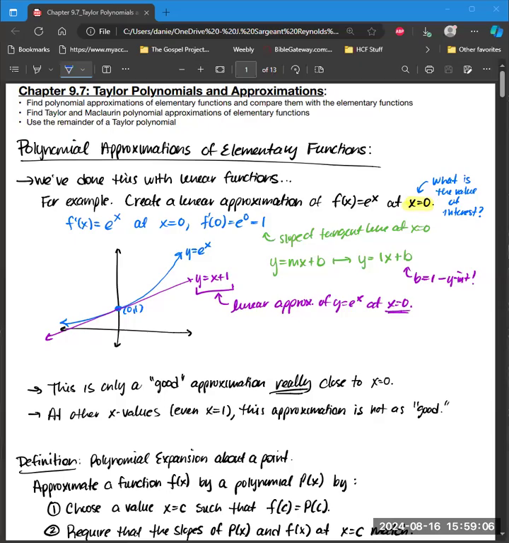In this video, we're going to talk about 9.7 Taylor polynomials and approximations. We'll also be talking about some power series here. So we're going to find polynomial approximations of elementary functions and compare them with the elementary functions. We're going to find Taylor and Maclaurin polynomial approximations of elementary functions, and we'll use the remainder of a Taylor polynomial. These notes are going to all be completed.